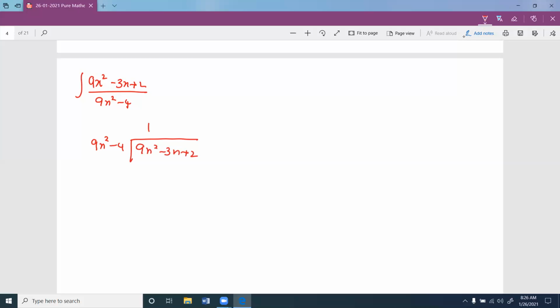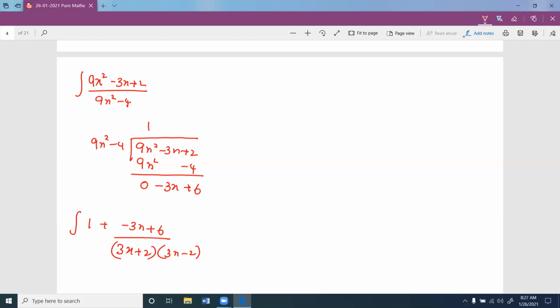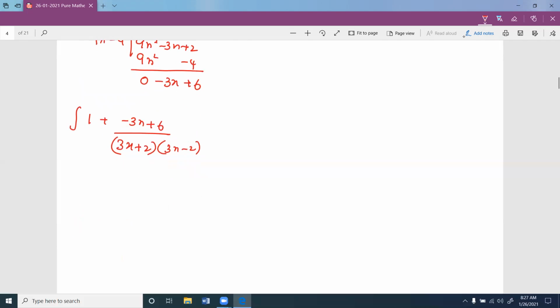So you can say it's 9x squared minus 4. If you subtract it, you get 0 minus 3x plus 6. Then there is nothing further than that. Therefore, this integration turns into 1 plus minus 3x plus 6 over this. Then you can make it into factors: 3x plus 2, 3x minus 2. Right? Then you can go ahead with the partial fraction for this.